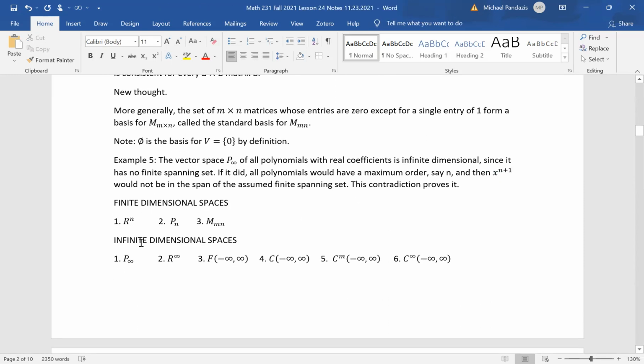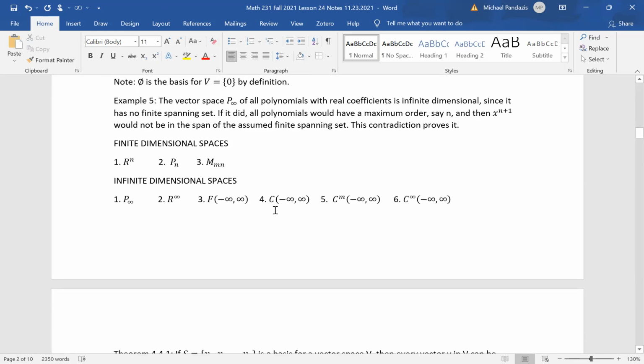Okay, examples of finite dimensional spaces. Rn is finite dimensional because it's n dimensional. Pn is finite dimensional because it's n plus 1 dimensional. M sub mn is finite dimensional because its dimension is m times n. So those three are finite dimensional vector spaces.